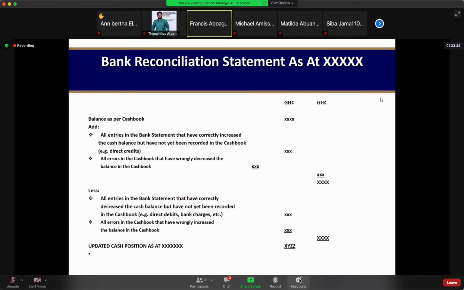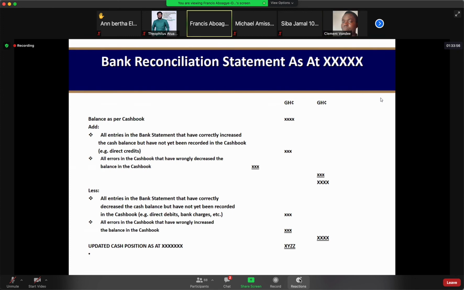Okay. So you have to use the statement to do the reconciliation. And the reconciliation is important because at the end of the year, when you are preparing your financial statements, it is what has been reconciled that you are using. And you need the documentation there to do that.